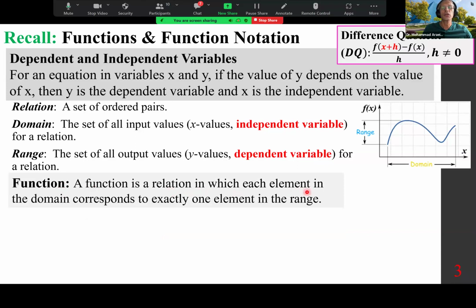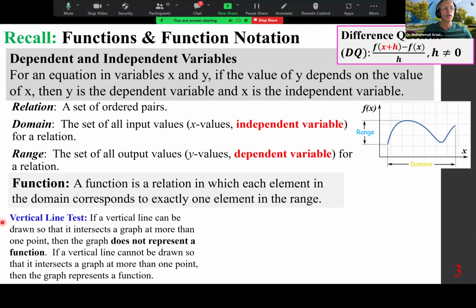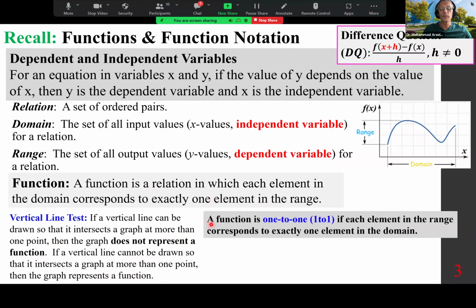A function is a relation in which each element in the domain corresponds to exactly one element in the range. A vertical line test, or short VLT: if a vertical line can be drawn so that it intersects a graph at more than one point, then the graph does not represent a function. If a vertical line cannot be drawn so that it intersects a graph at more than one point, then the graph represents a function.